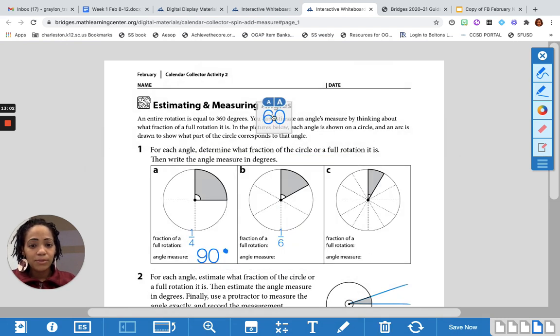Thank you for thinking through that one with me. Miss Trammell had to think about it herself. All right, last one, C. What fraction of a rotation is this one?